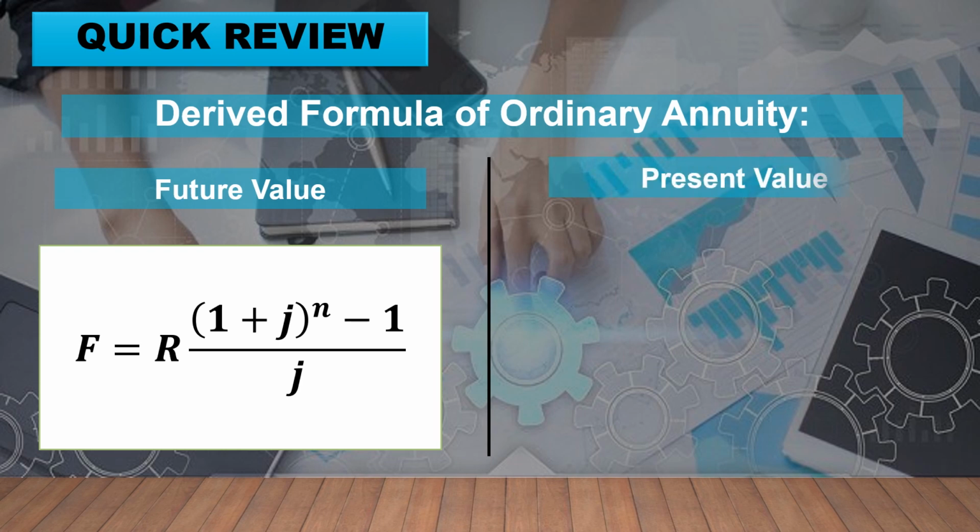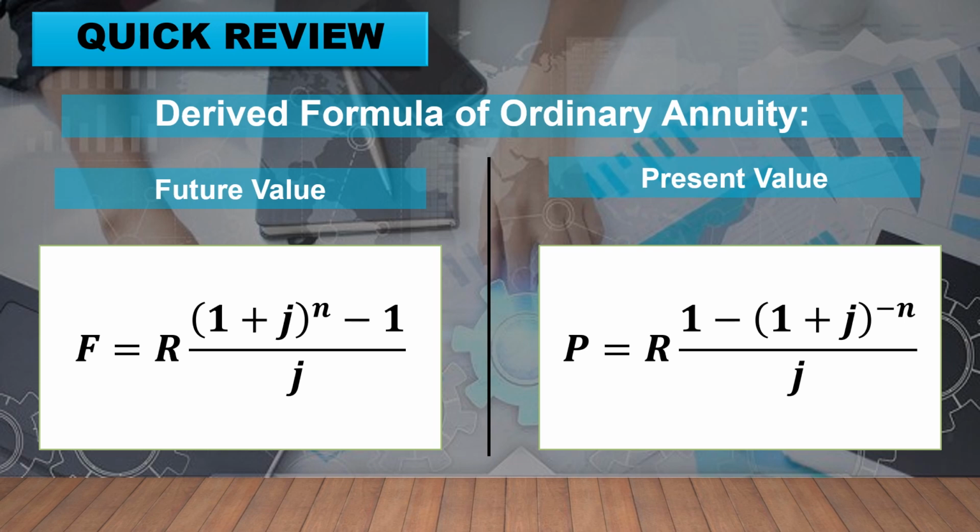Now, the present value, we have the formula P is equal to R times 1 minus the quantity 1 plus J, quantity raised to negative N over J, or divided by J, where P is the present value, R is the regular payment, J is the interest rate per period, and N is the number of payments.